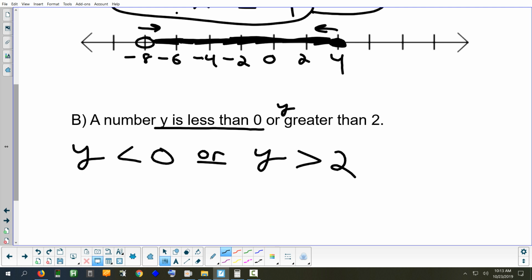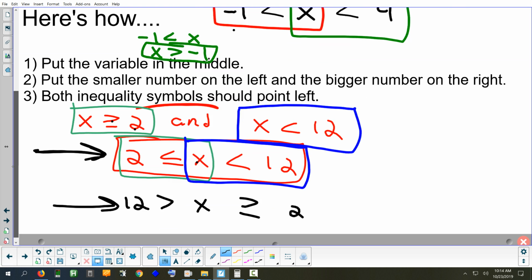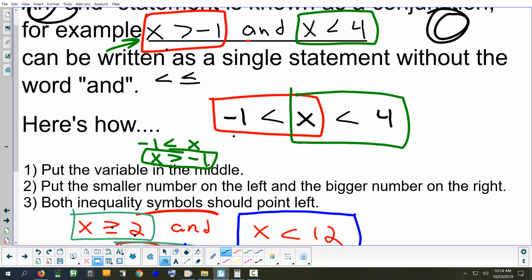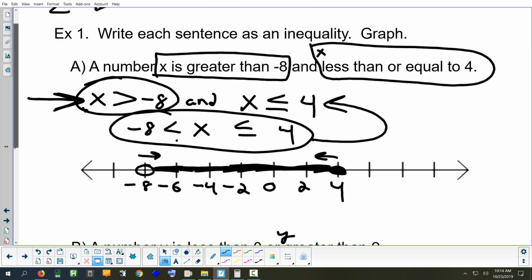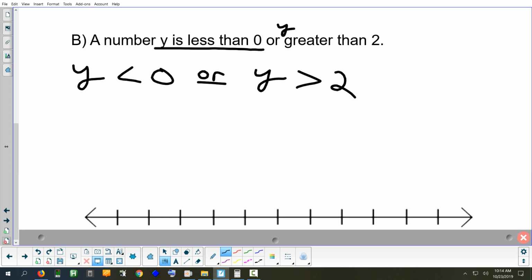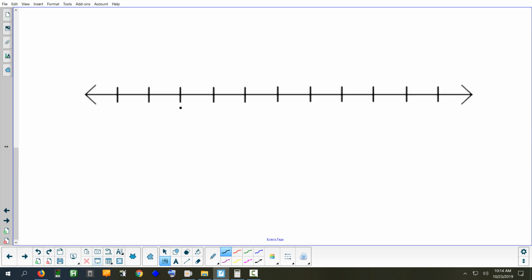Now, is there a short way to write an or? What do you think? Is there a shorter way to write an or? Well, there's a shorter way to write an and, right? I gave you all these steps. Did I give you steps for shortening up an or? No, because there are no steps. You cannot shorten up an or. That's as short as you can get. Okay, so let's graph that.